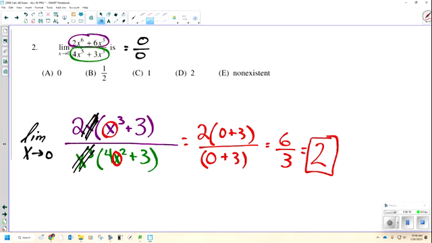If you were to use L'Hopital's rule and take the derivative of the top separately and the bottom separately and try again, throwing the 0 in, you would do it 3 times, and you would still come up with 2. Okay, choice D. Very good, very good.